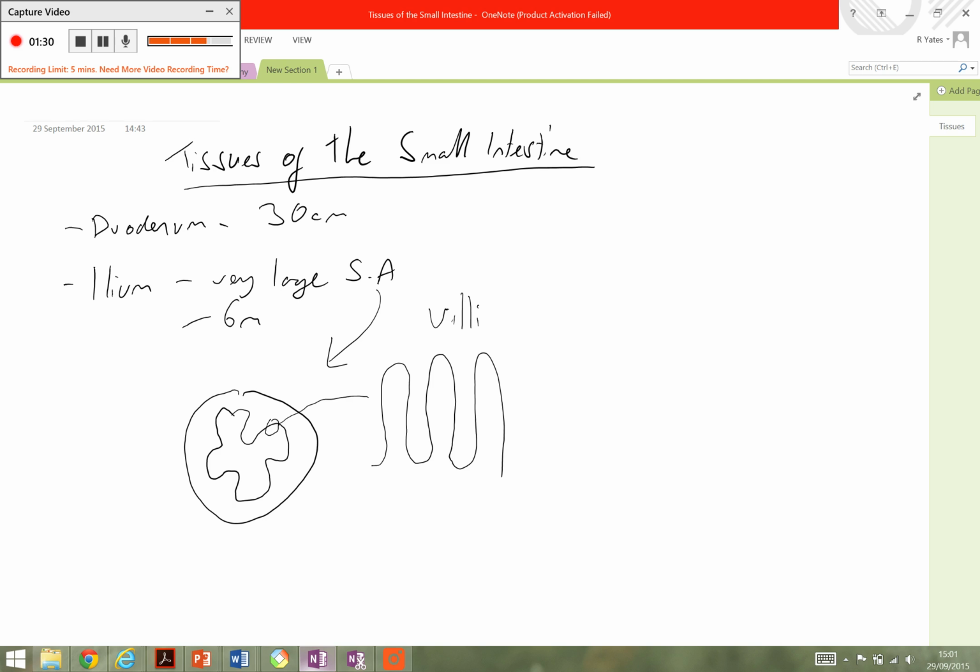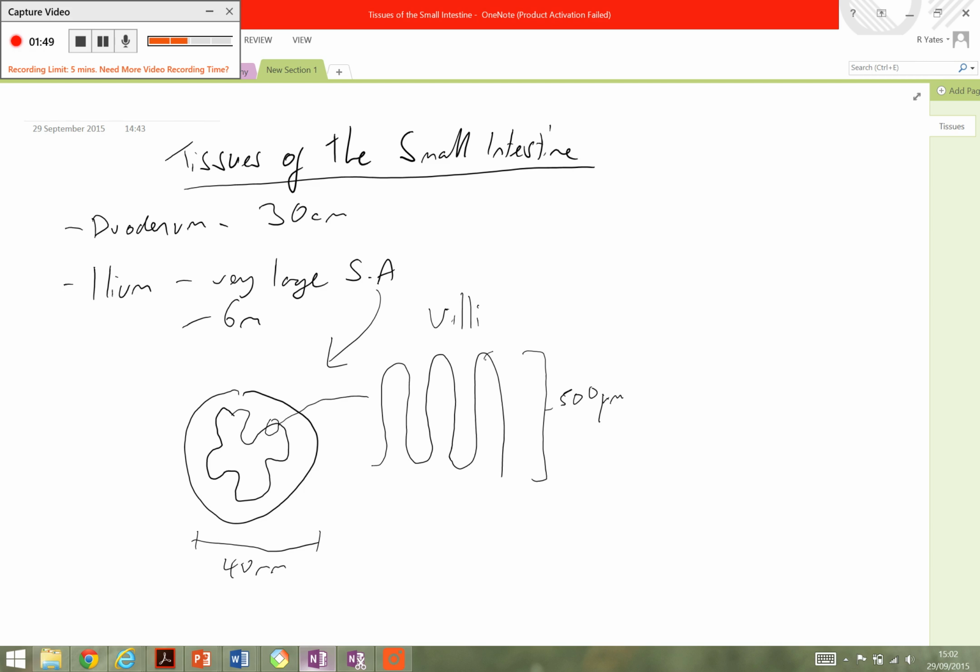Okay, so villi are pretty small. The length of that is around about 500 micrometers, give or take a few. The width of this is then around about 40 millimeters. So the villi are pretty small.